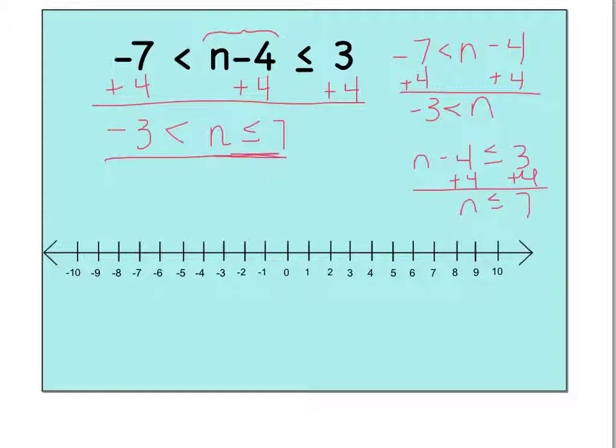So if I wanted to rewrite this to see it, remember this inequality is opening towards the n, so n is greater than -3. Open circle, greater than, we'll shade to the right. And n is less than or equal to 7, so we have to close this, and it's going to be this whole area in between.